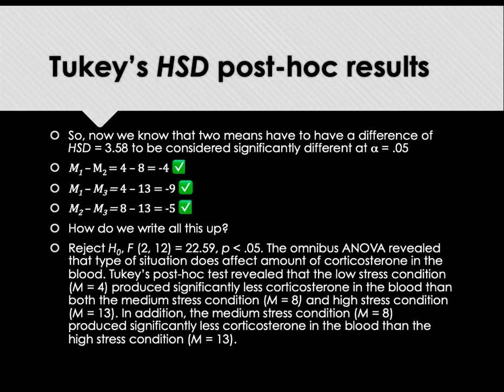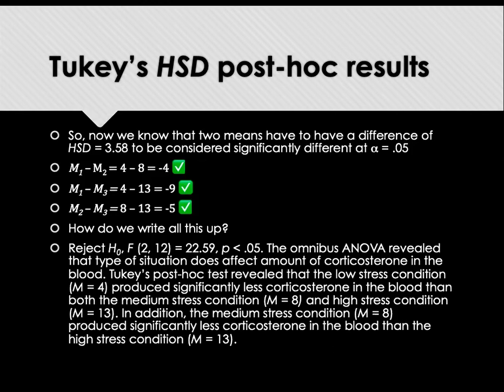Oh, right, this was back to our stress example. Tukey's post hoc test revealed that the low stress condition, which is M equals 4, produced significantly less corticosterone in the blood than both the medium stress condition, M equals 8, and the high stress condition, M equals 13. And in addition, the medium stress condition produced significantly less than the high stress condition.